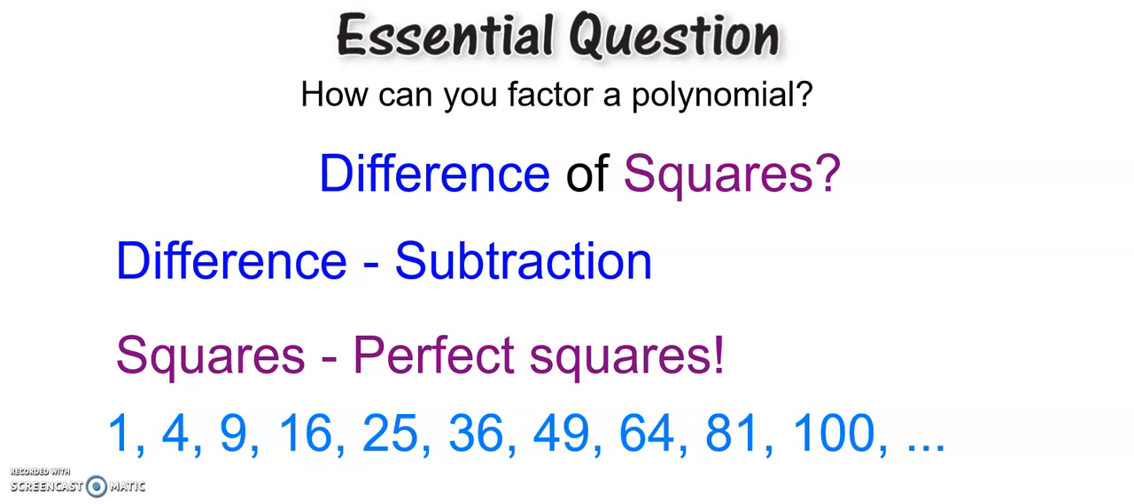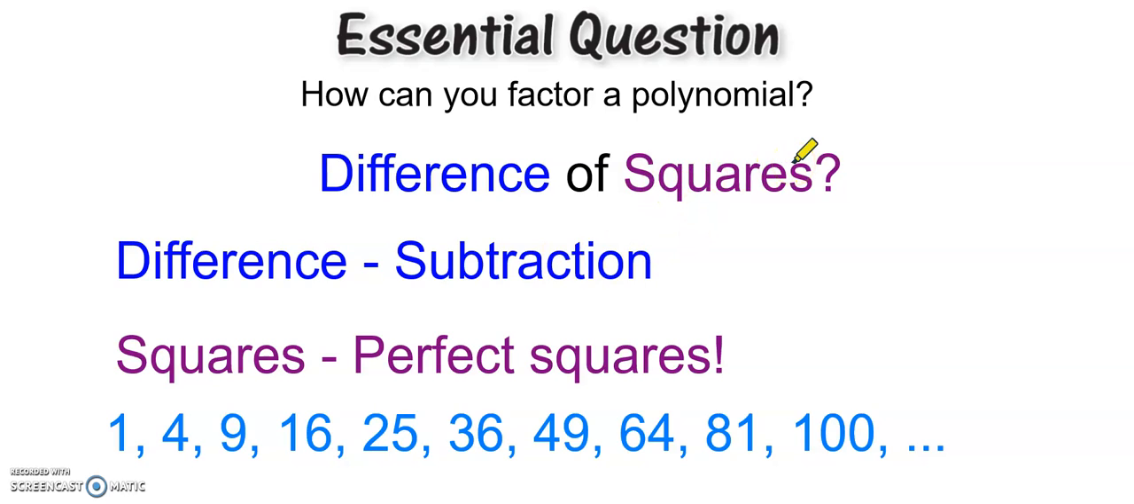Okay, so here we're going to talk about a specific type of factoring, and this happens when we have a specific scenario called the difference of squares. So again, let's break down these words. Difference, anytime we see that, that's when we're talking about subtraction. So we need to see subtraction. If we don't, it's not difference of squares.